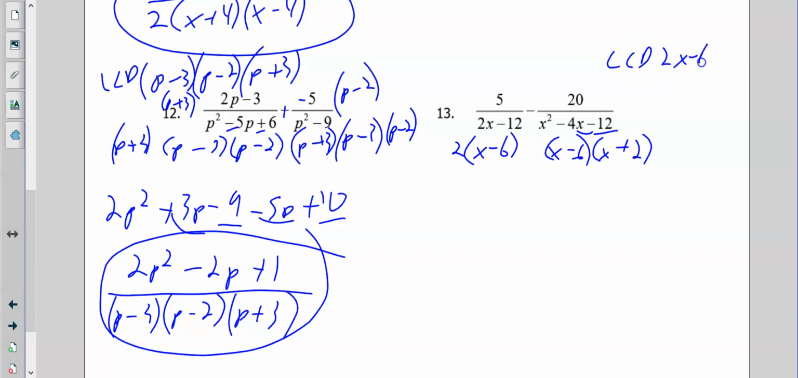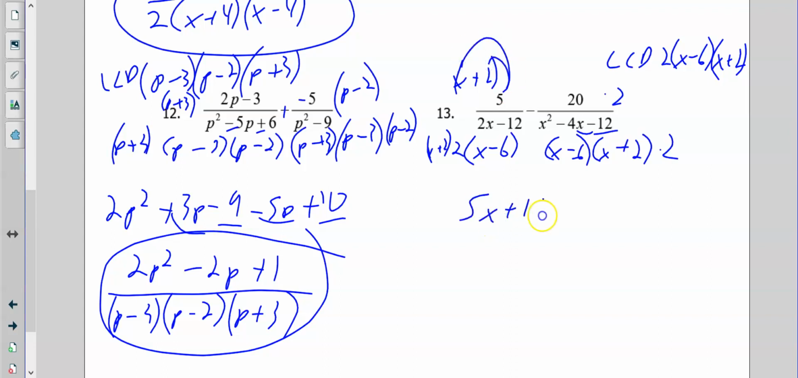I need an x minus 6. And I need an x plus 2. On the left one, I just need that x plus 2. On the right one, I just need the 2. So what does that give me on the left? 5x plus 10. Again, careful here. That gives me negative 40. Combine like terms, 5x minus 30.